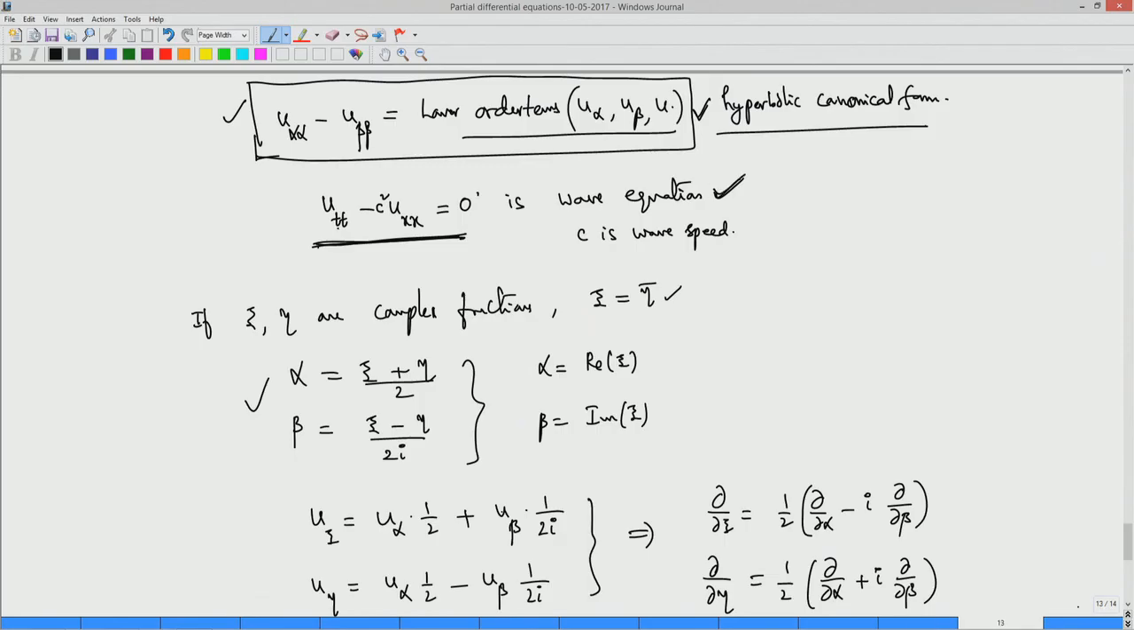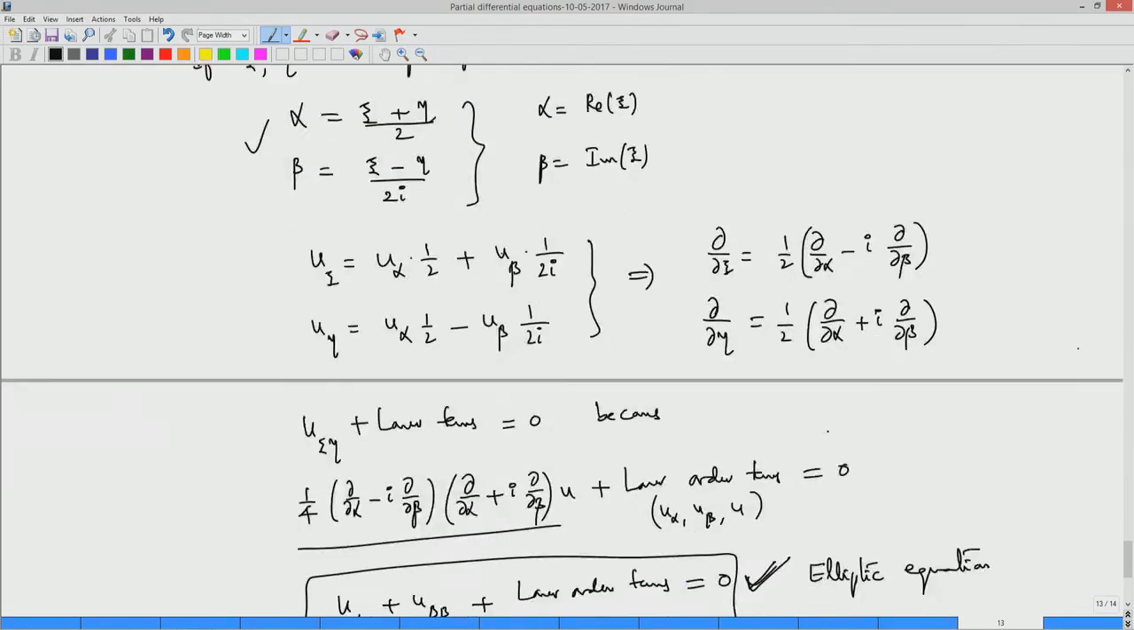Here t is positive and x belongs to R. Because of the second order time derivative, you have to provide two initial data: u at t equal to 0, and the derivative dou u by dou t, the velocity, at t equal to 0, that also you have to provide as initial data, and whatever boundary data you can provide.